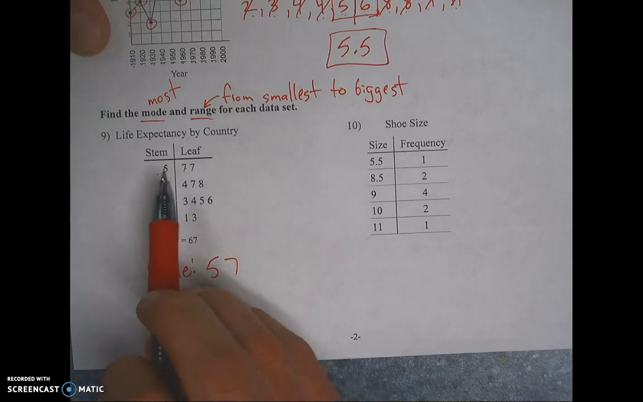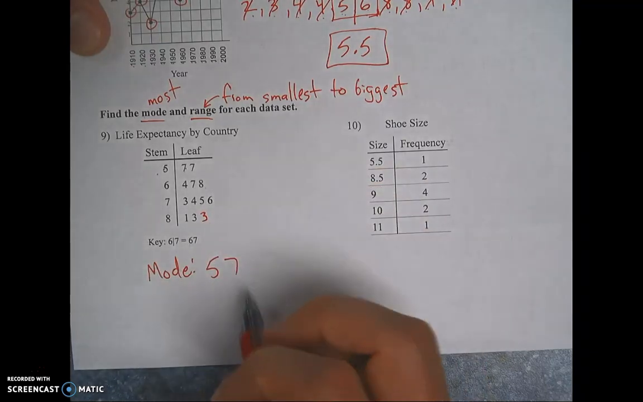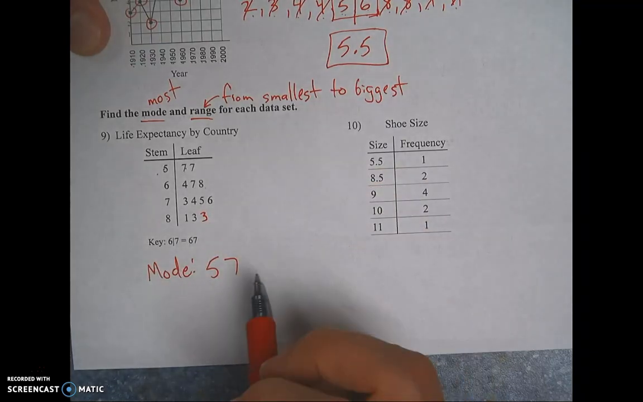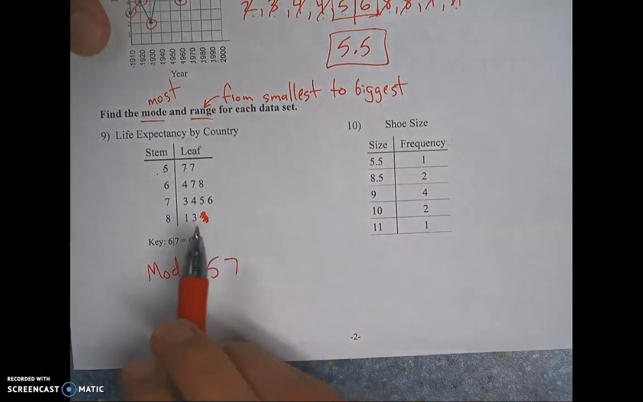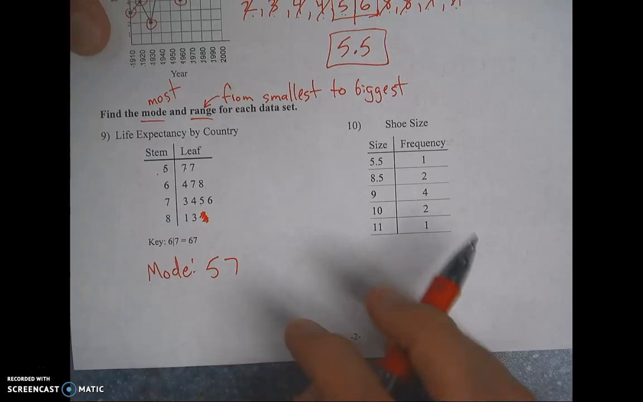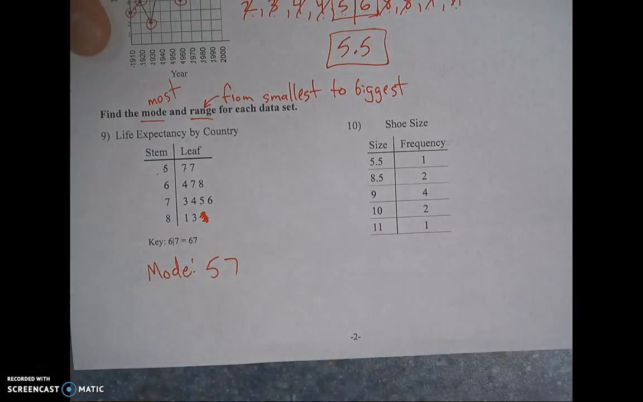Remember, you can have more than one mode. So if there was another 3 here, then the other mode would also be 83. The mode can be 57 and 83. It can be more than one. And if none of them appear more than once, if they're all just there once, then you would say there's no mode. There's no mode at all.